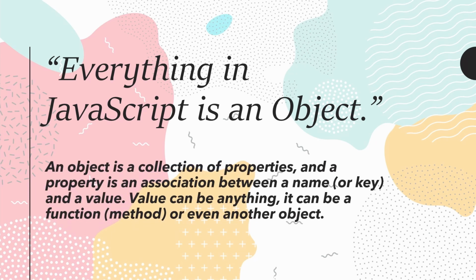As a formal definition, an object is a collection of properties, and a property is an association between a name, key, and a value. Value can be anything. It can be a function, method, or even another object. We shall be looking into code examples to discuss further in detail.